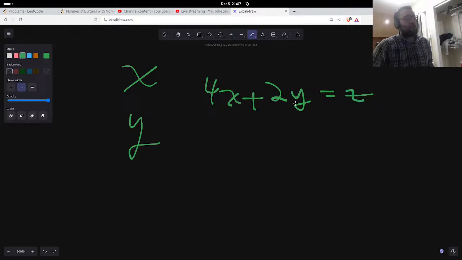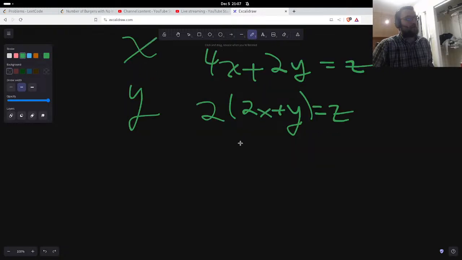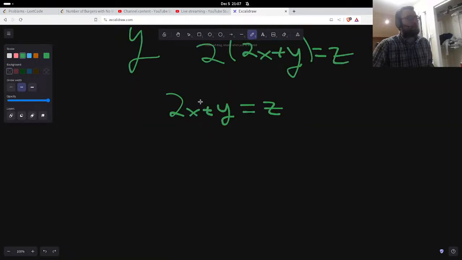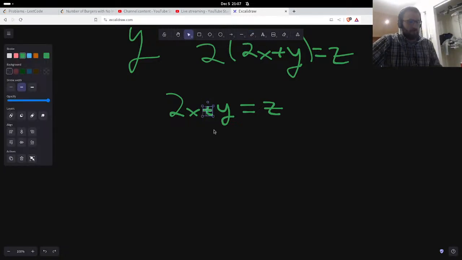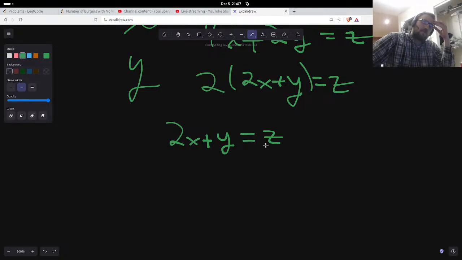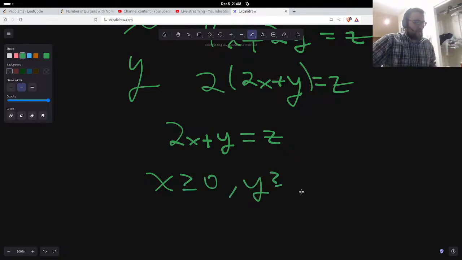And obviously that means that we could divide Z by 2. So really any point on this line, on this Pareto front, so to speak, any point on this Pareto front should work. The problem is that X and Y both have to be greater than or equal to 0. That's kind of the issue.